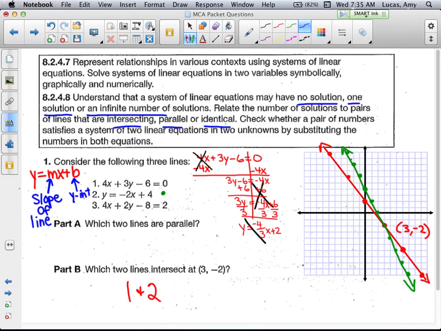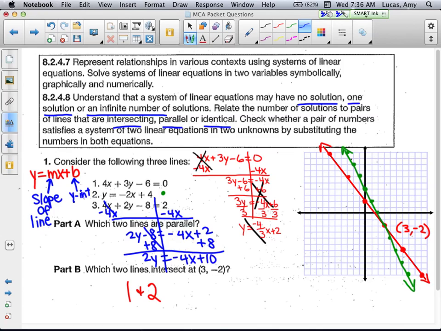Now my third line I need to rewrite. So I need to subtract 4x. That will give me 2y minus 8 equals -4x plus 2. When I add 8, it does have a like term over here to add to. So 2y equals -4x plus 10, and then divide everything by 2. And I get y equals -2x plus 5.